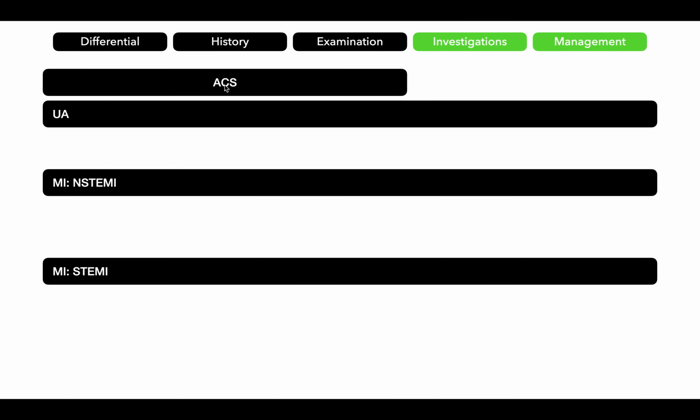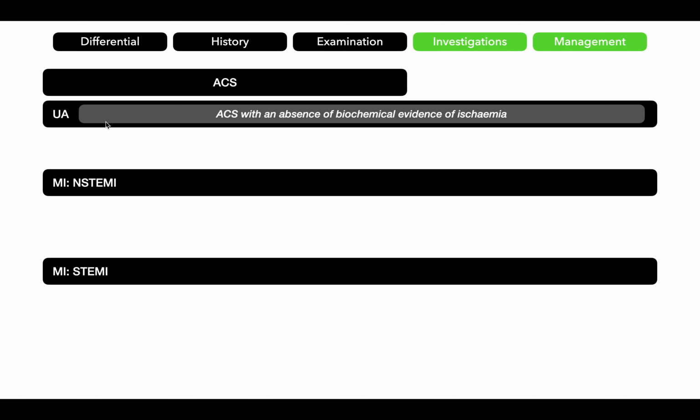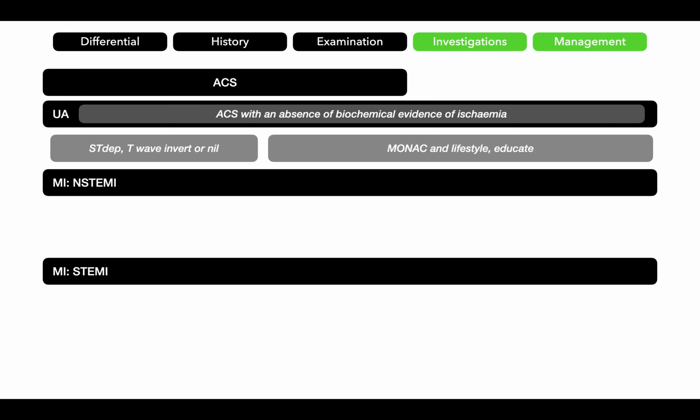So, we're getting there. ACS. It's divided into three things: unstable angina, NSTEMI, and STEMI. Your unstable angina is ACS with an absence of biochemical evidence of ischemia. So the ECG is usually normal and the bloods are usually normal. So you might see ST depression or T-wave inversion, but usually nothing. You need to treat them with MONAC and lifestyle.